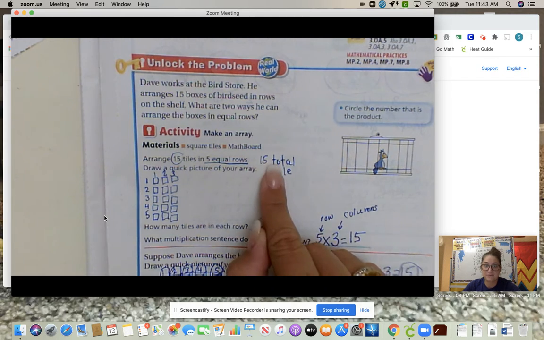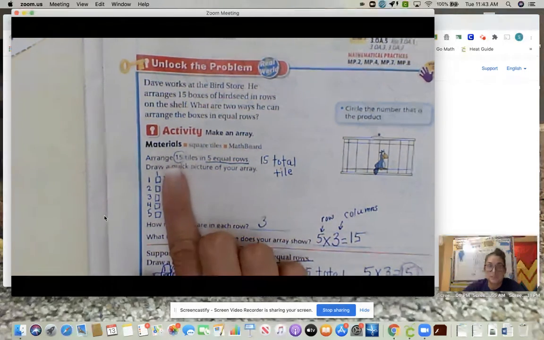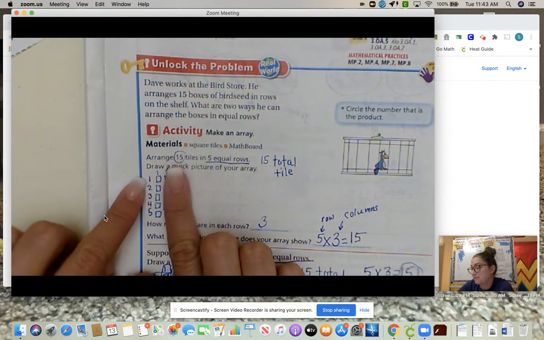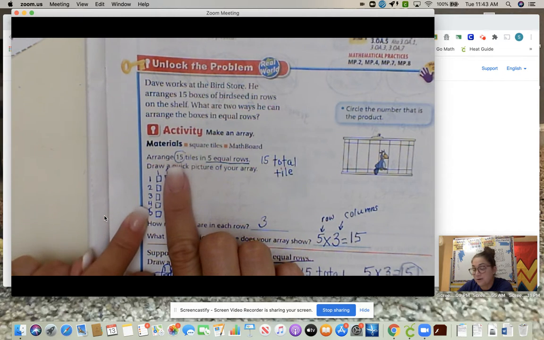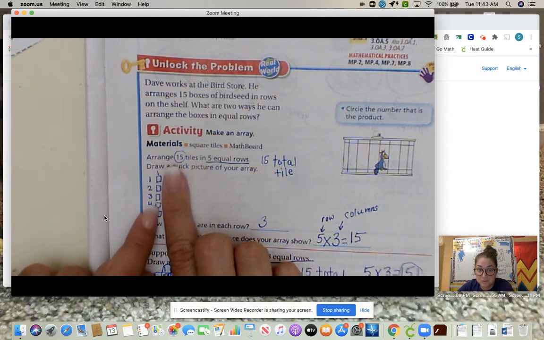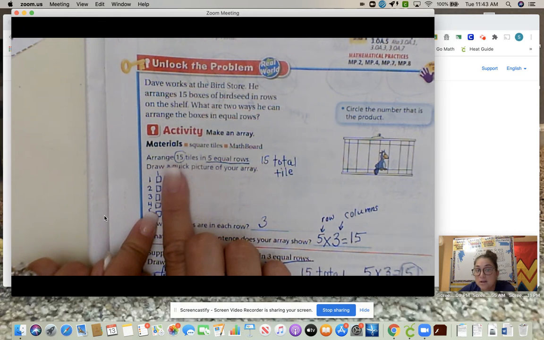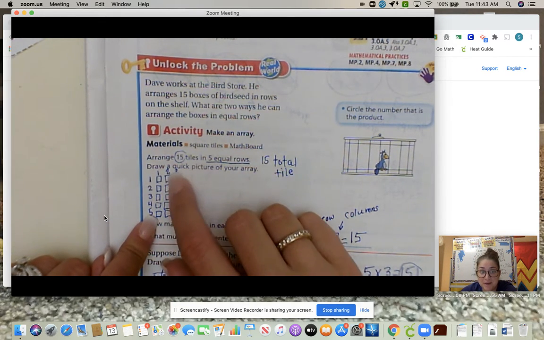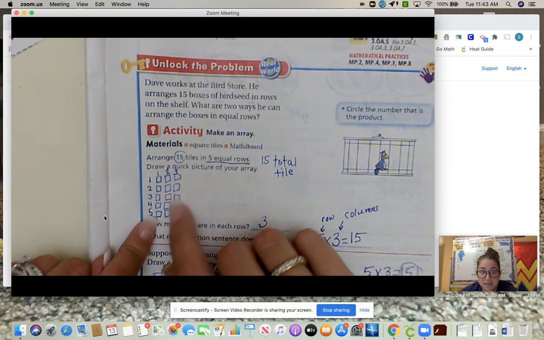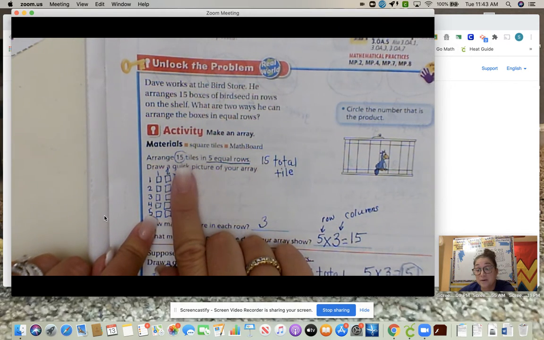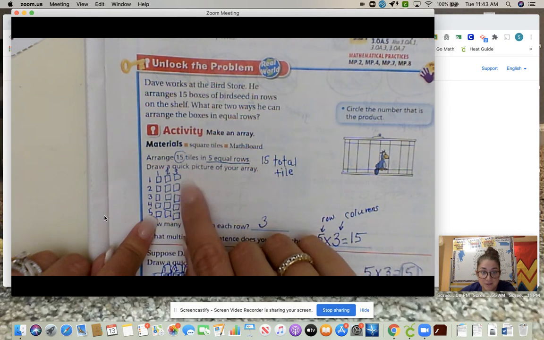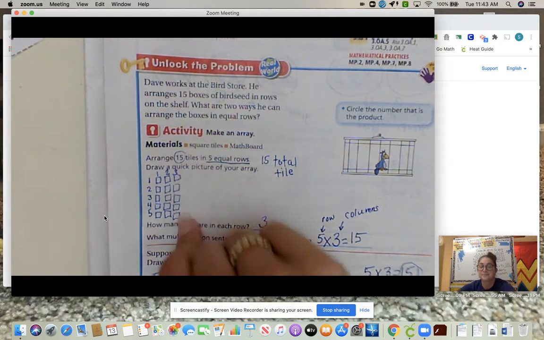We have a total of 15. So what I first did is I know I need 5 rows. So I numbered 5, and I drew my first tiles for my rows. Well, we have to get up to 15. So I know I have 5. So then I made another one: 6, 7, 8, 9, 10. Well, I know I needed another column because I'm not to 15 yet. 11, 12, 13, 14, 15.